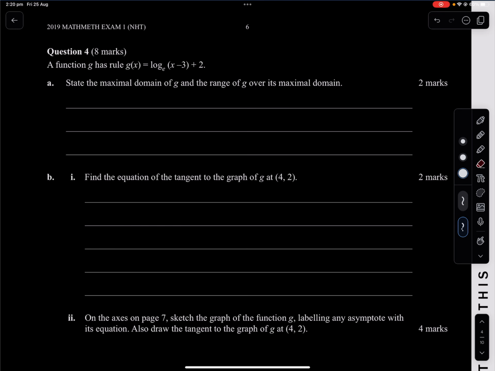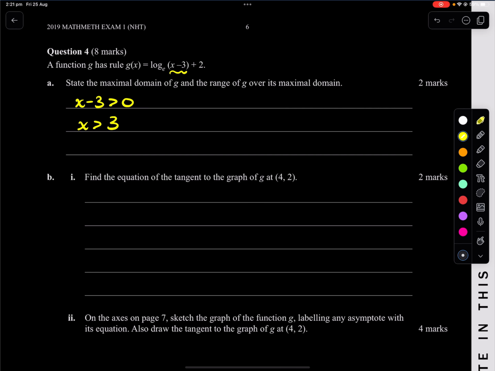Question, a function g has a rule g of x, this. State the maximal domain of g and the range of g over its maximal domain. Okay, nice. It's a log function. Now we know to get the maximal domain, it's the inside function, so we must let this inside function equal greater than 0 and solve. So for example, here it's x minus root 3, so x minus root 3 is greater than 0, so x is greater than root 3. So it means that root 3 to infinity is your maximal domain.